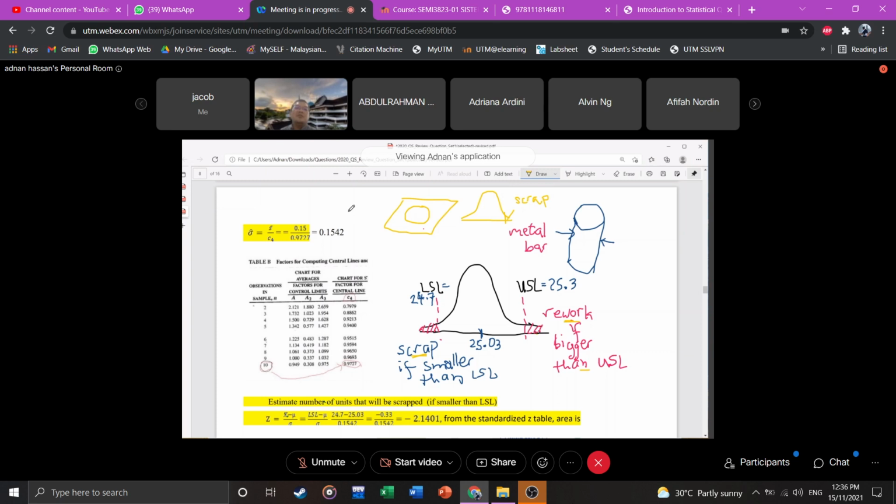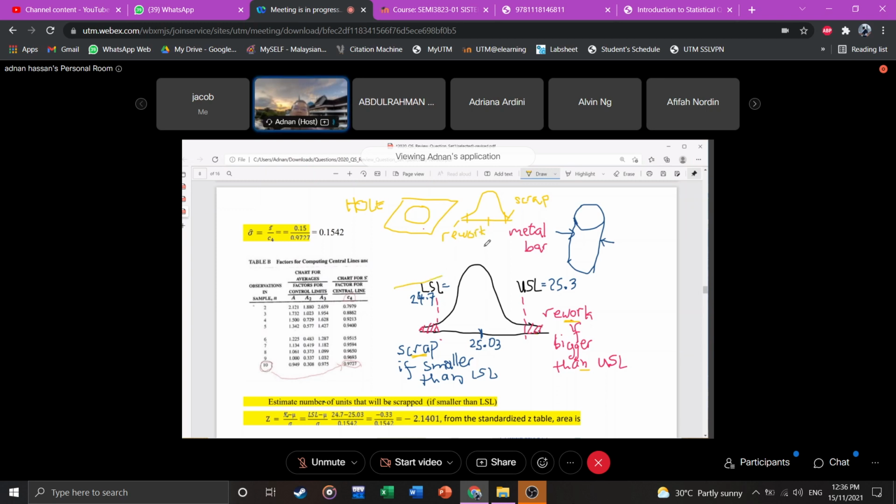Okay, when you have a hole, your hole is bigger. When it's bigger, it's very difficult to add more metal to be acceptable. But when it is smaller, smaller will be on the left side in this case, so this will be rework. Is it clear, everyone?